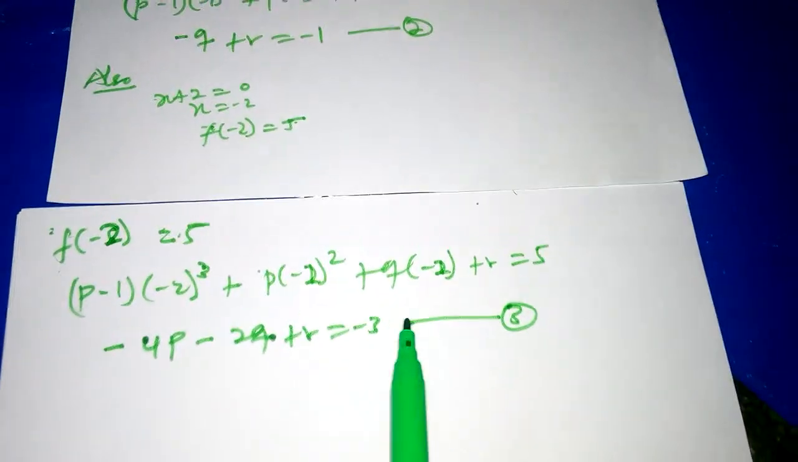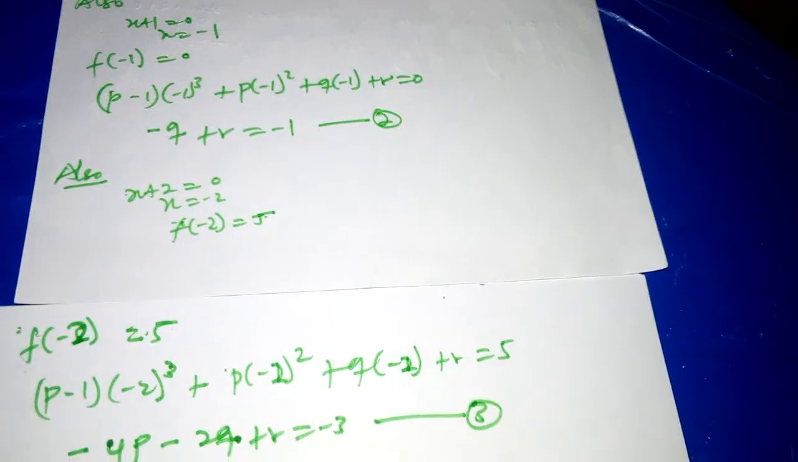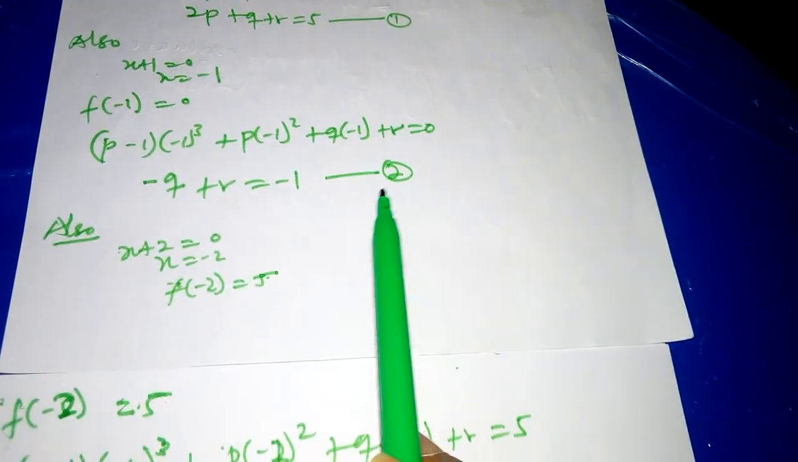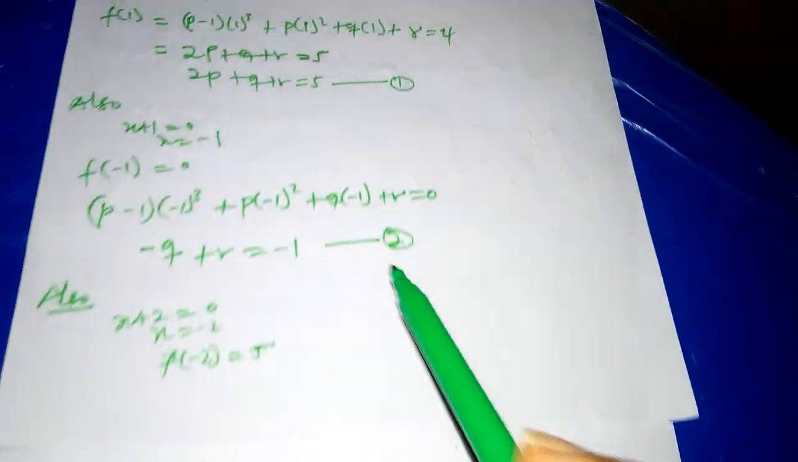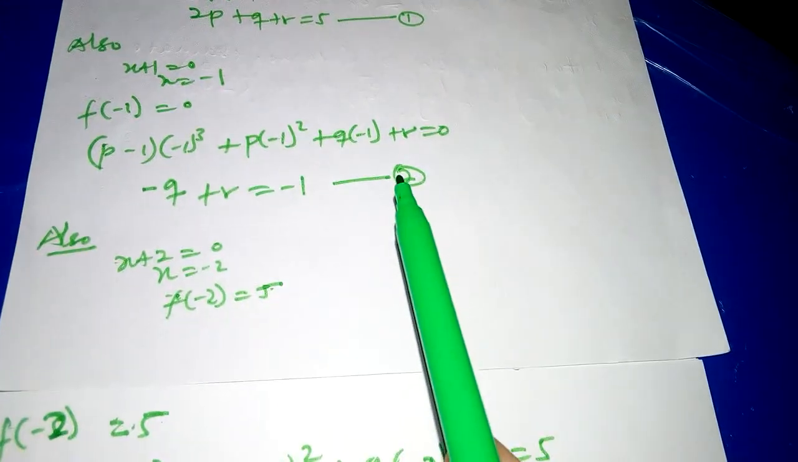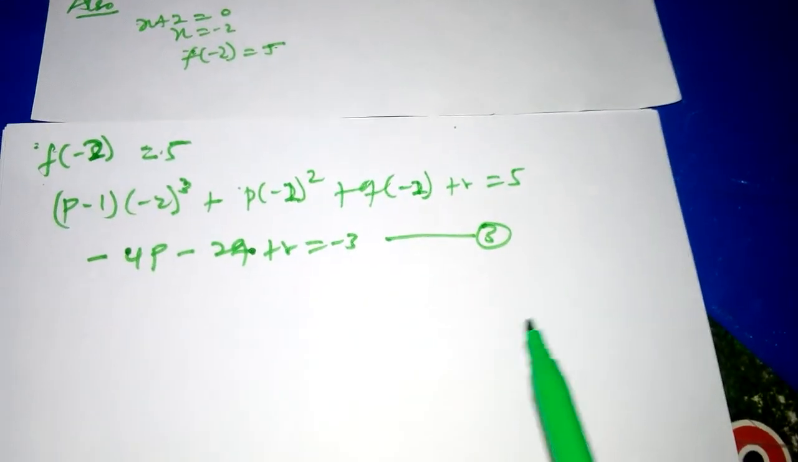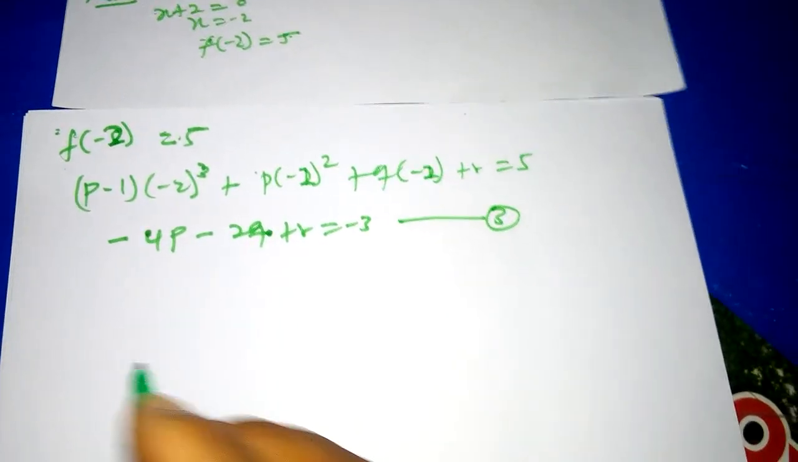Please, you can pause the video and do the simplification by yourself and see whether you get the final equations, equation 1, 2, and the third one. Now we are going to solve equations 1, 2 and 3 simultaneously to get the values of p, q and r. You can pause the video here and do it yourself, and then compare.